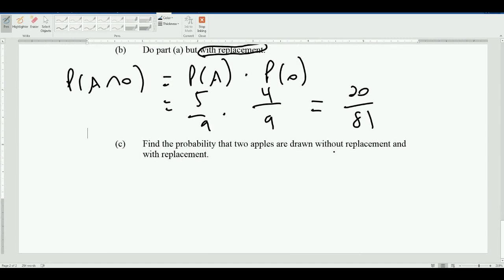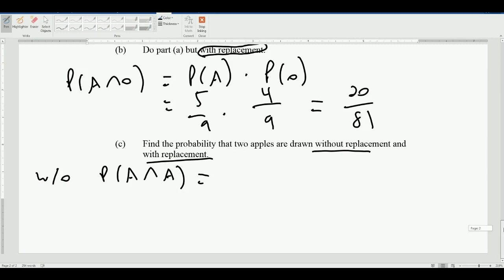Then we got 2 different questions here. Find the probability that 2 apples are drawn without replacement, and then again with the replacement. So let's do without first. So that's an apple and an apple. I'm not going to use any kind of notation as far as this up here. I'm just going to think about it. That's probably the best way of doing it. Find the probability of 2 apples, an apple and then an apple again.